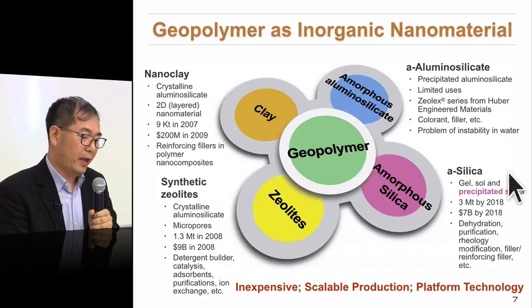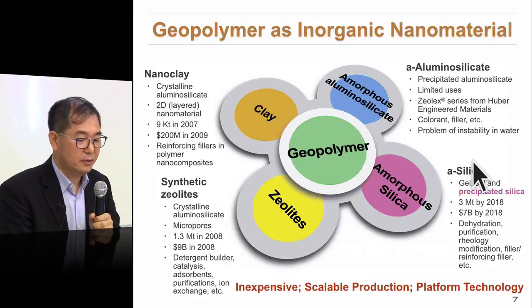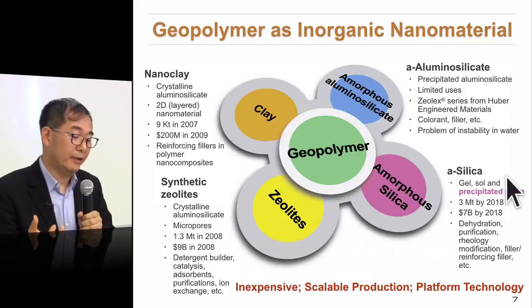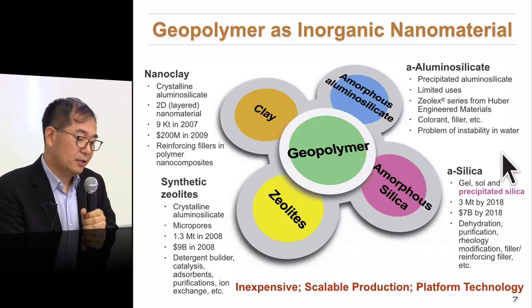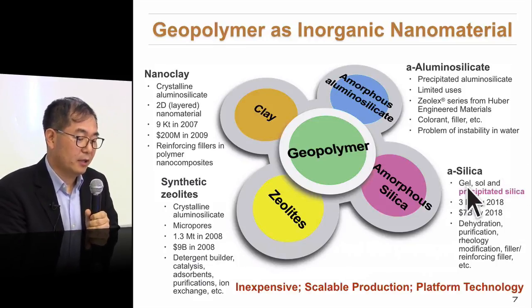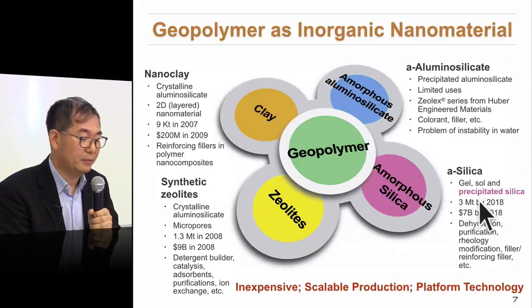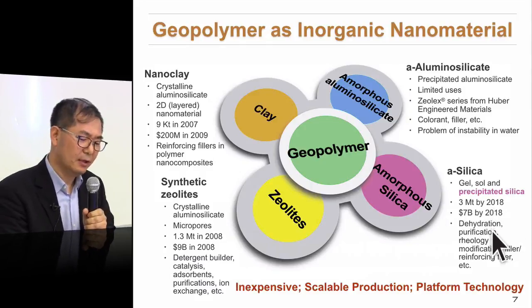nanomaterials. So we have amorphous silica: silica gel, sol, and precipitated silica. Precipitated silica is basically silica nanoaggregates. These are used on a large scale. So 3 million tons of silica will be produced this year. So this is a $7 billion industry. There are lots of important applications.